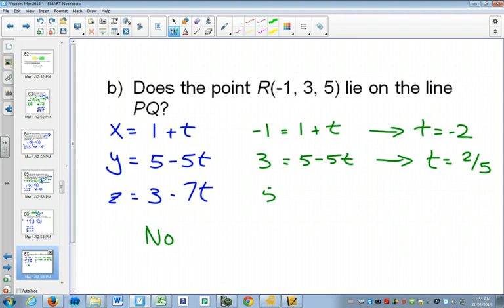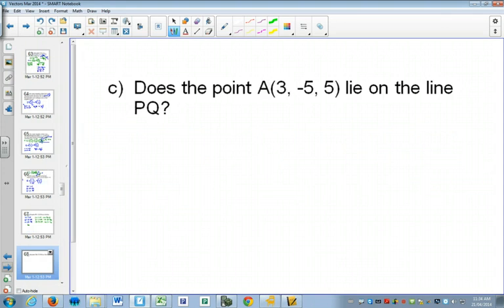What about the third one? Just for curiosity's sake, that's going to be 2 over negative 7. So there isn't one t-value that would get me from my starting point along that direction vector to this point. So this point is not on the line. What about this one?